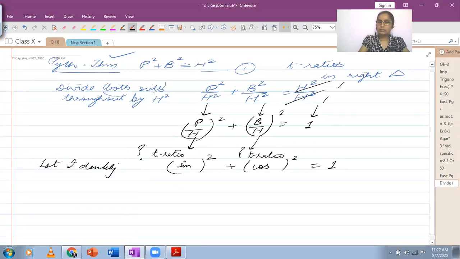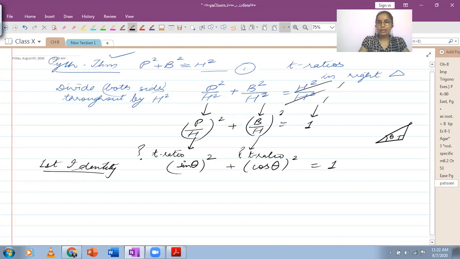And since sine and cos both are written for an angle, I would like to mark the angle here. Let's name the angle as theta. So I have a right triangle in which I've taken acute angle as theta. So for this particular triangle, if I write down sine and cos and square them, add them, the answer will be 1. This is the first identity that we have.